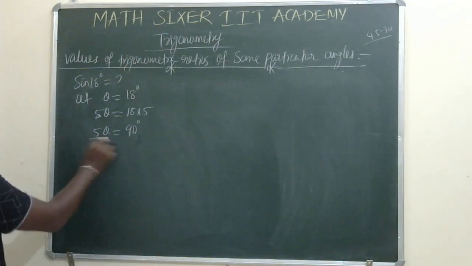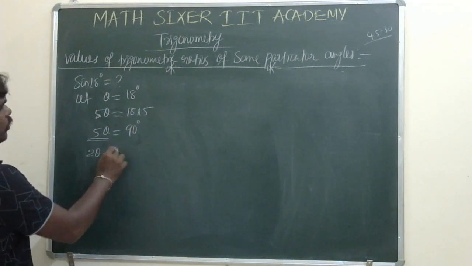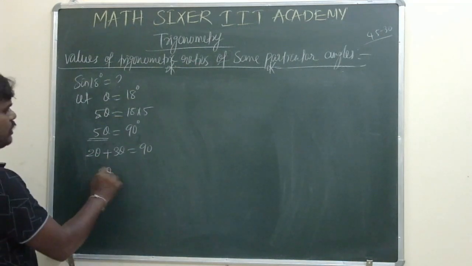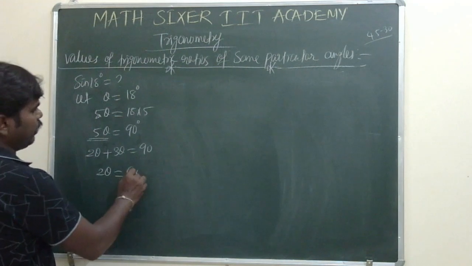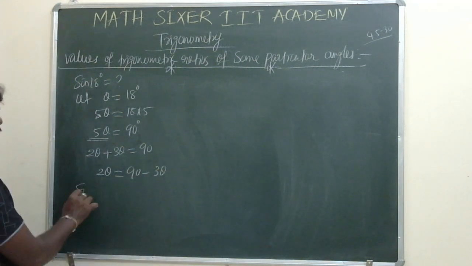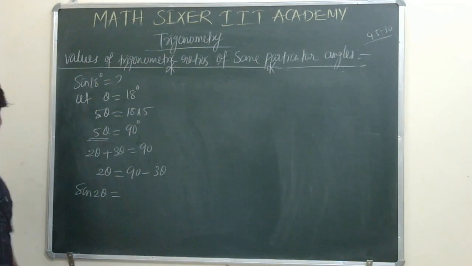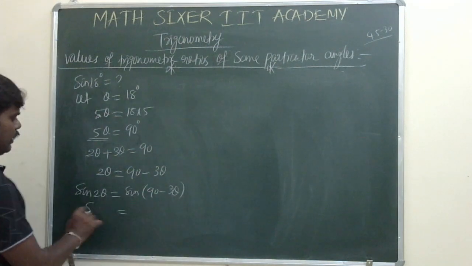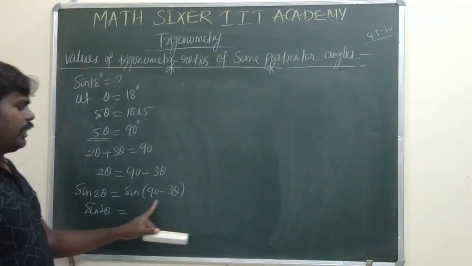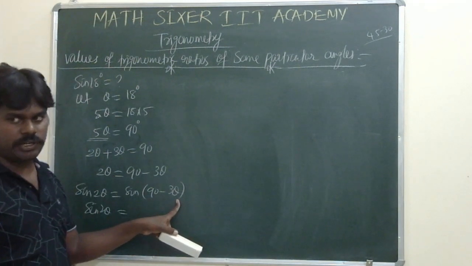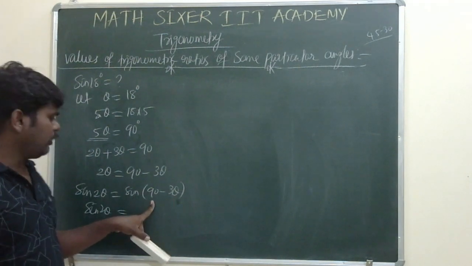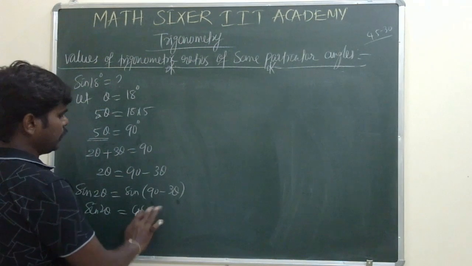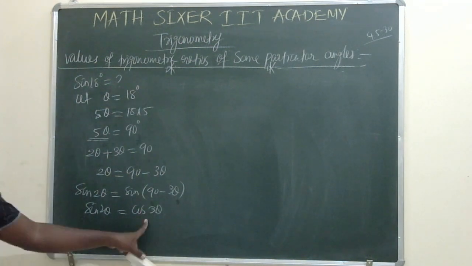Okay, so now I am writing 5 theta as 2 theta plus 3 theta, which is equal to 90 degrees, and I am taking 3 theta to the other side. So hence I will get 2 theta is equal to 90 minus 3 theta. Now I am applying sine on both sides. So hence I will get sine 2 theta is equal to sine of 90 minus 3 theta. Sine of 90 minus theta, in the first quadrant, and here we have 90, so we have to use the co-function of this. So cos will come, and cos 3 theta. So sine 2 theta is equal to cos 3 theta here.